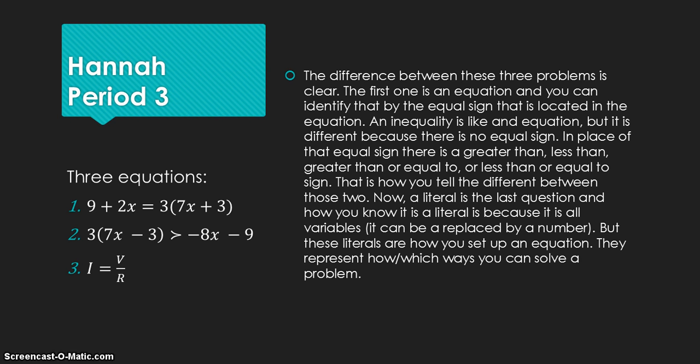And the three equations we're going to be dealing with today are 9 plus 2x equals 3 times 7x plus 3, and 3 times 7x minus 3 is greater than negative 8x minus 9, and I equals v over r. Now, before we get started, we need to know the difference between these three problems.